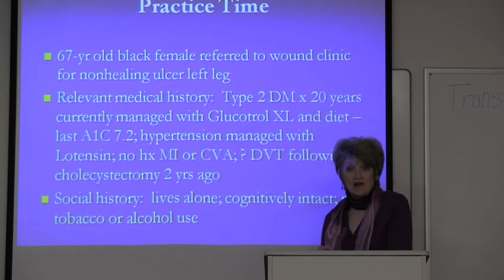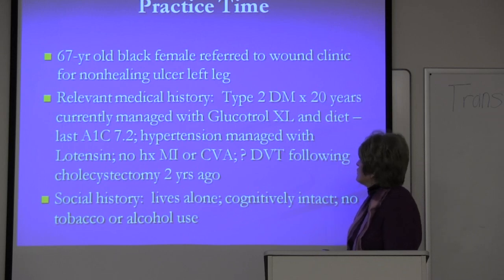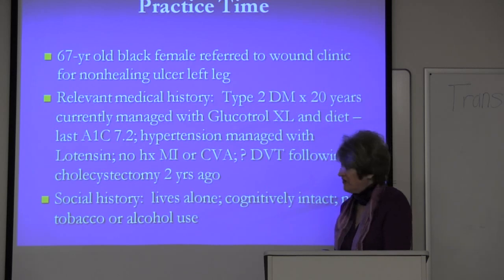Okay, so let's put this all together. And I think the best way to do it is to do a practice scenario. So that's what we're going to do. You have a 67-year-old black female referred to your wound clinic for a non-healing ulcer on the left leg. That tells you nothing. Relevant medical history.